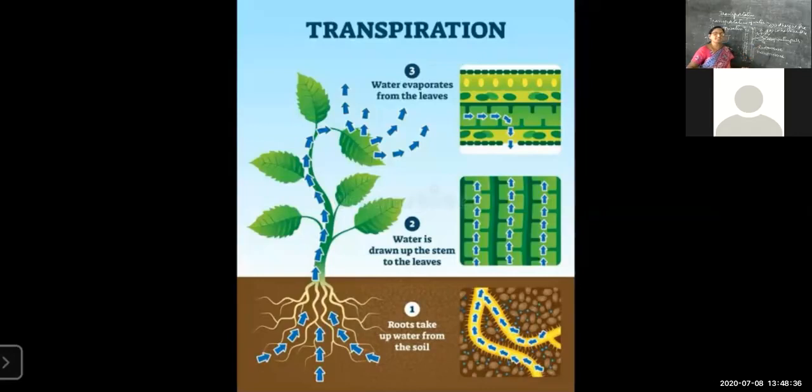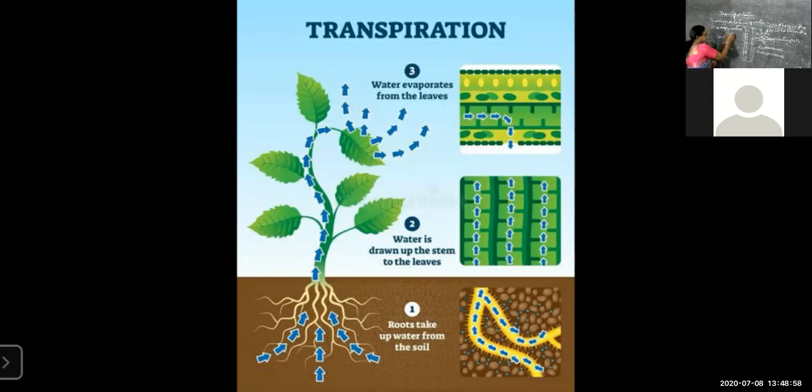Then from the root, children, they ascend. The ascending of water molecules you are looking at reaches the shoot system itself. So from the stem, from the xylem vessels, children, each and every leaf collects the water. Once the water reaches the leaf, children, the water gets evaporated through stomata itself.